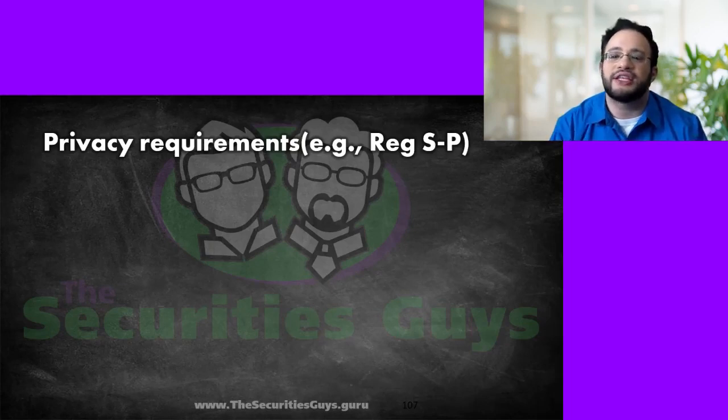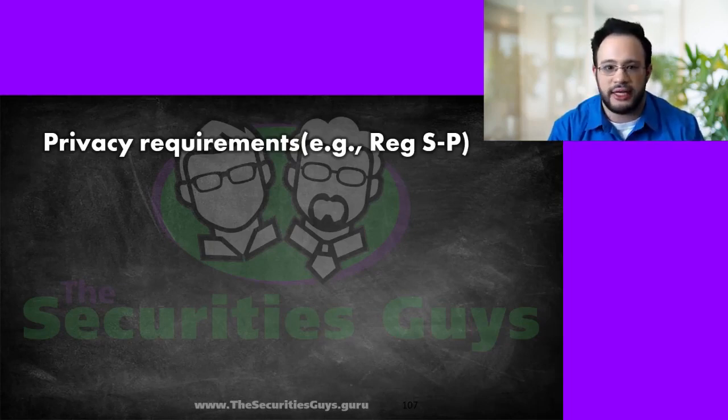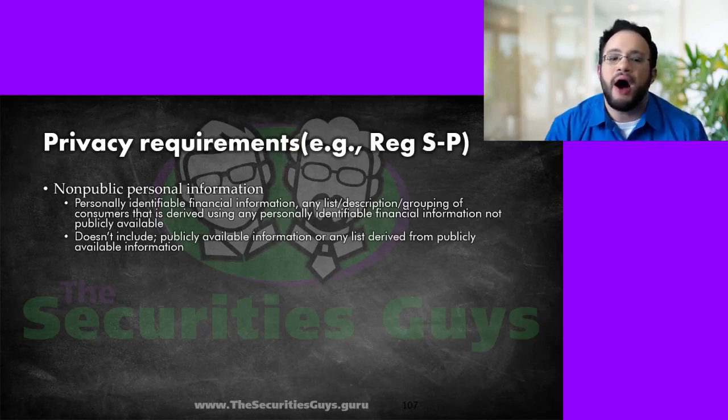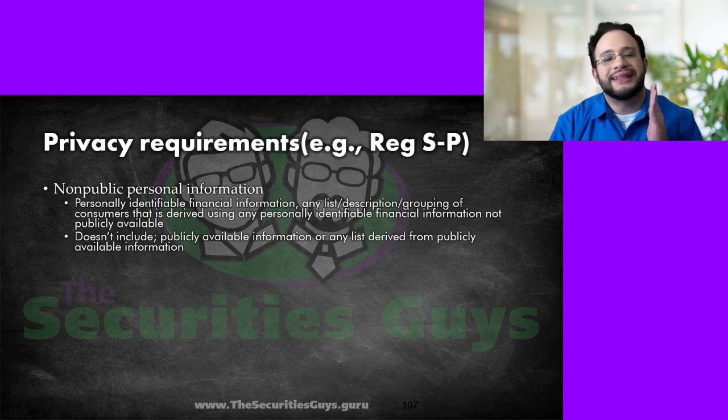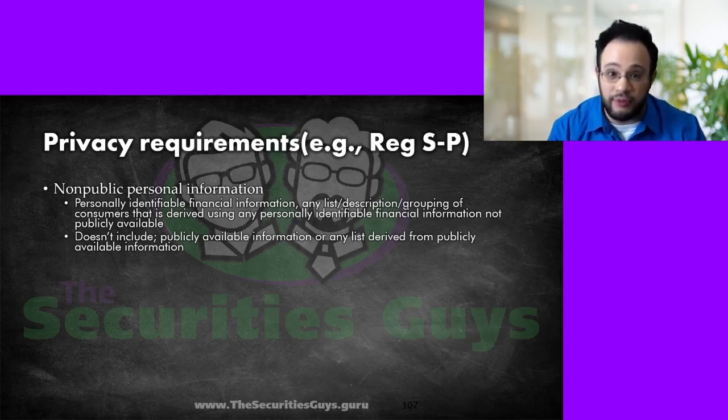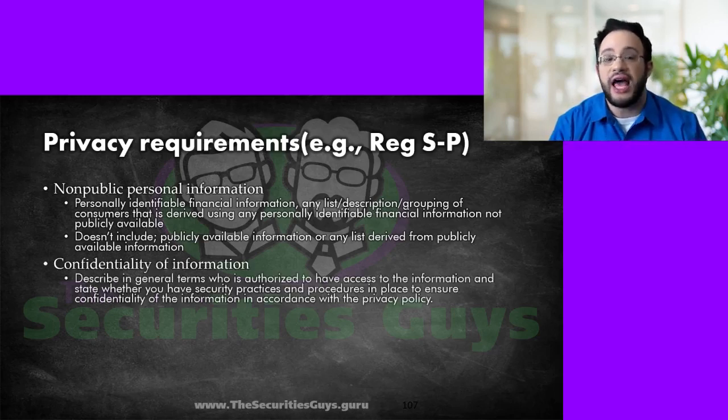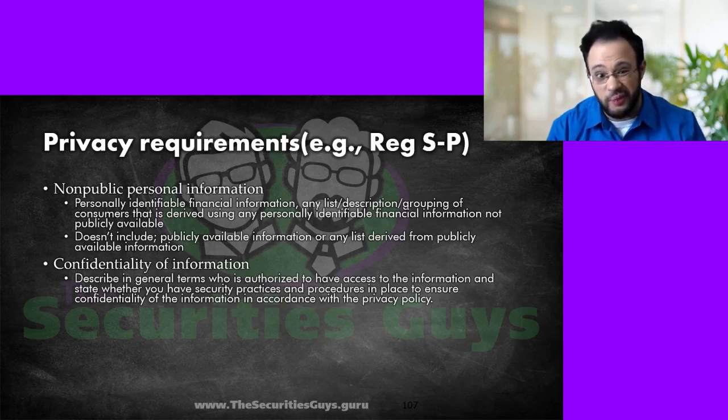Privacy requirements. This is under Regulation SP. I don't know what SP stands for. Non-public personal information, personally identifiable financial information, or any list, description, or grouping that is derived using personally identifiable financial information, is something we need to protect. It's not going to include public information or lists of public information. The confidentiality: we get into possession of some very confidential information, certainly social security numbers, but also bank accounts and things like that. We handle checks.